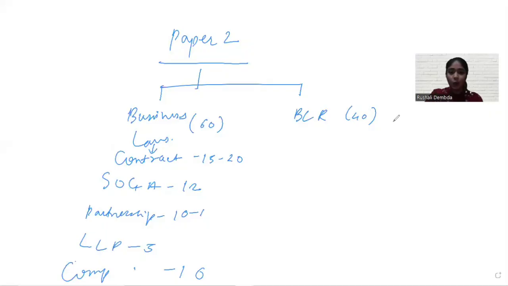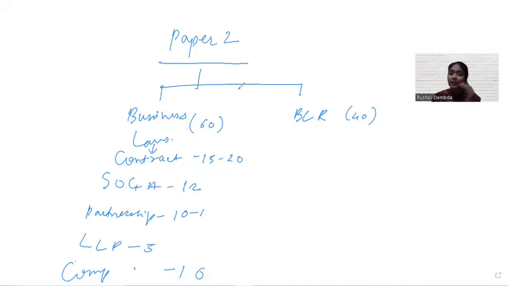So this is how your paper is distributed. Paper 2, business law and business correspondence reporting, is distributed into two parts. Business laws comes for 60 marks, after excluding the options. And for the BCR subject, business correspondence reporting, you get 40 marks to score, excluding your options. I hope you are clear till here.